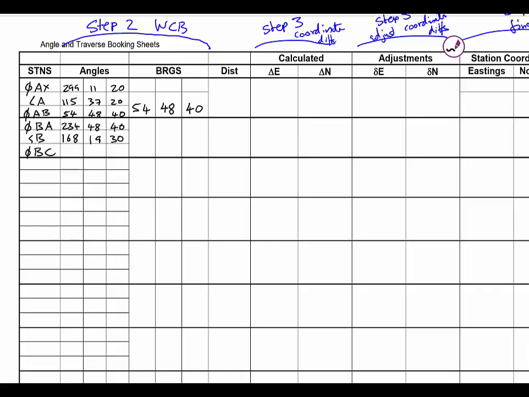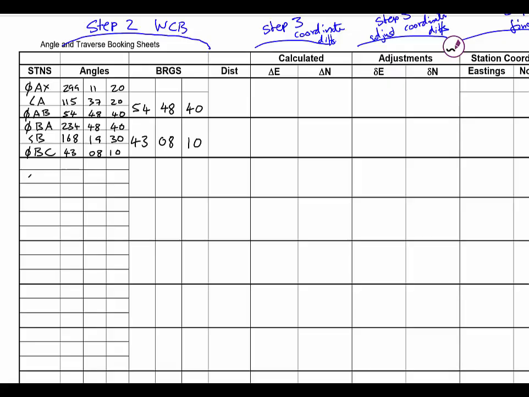And the forward bearing is 43, 08, 10. Once again we've got that because we've added 234, 48, 40 to 168, 19, 30. It's come out as more than 360 degrees, so I've subtracted 360 degrees, which gives 43, 08, 10. Same for all the others.